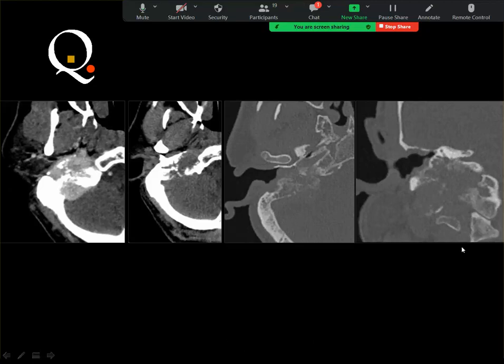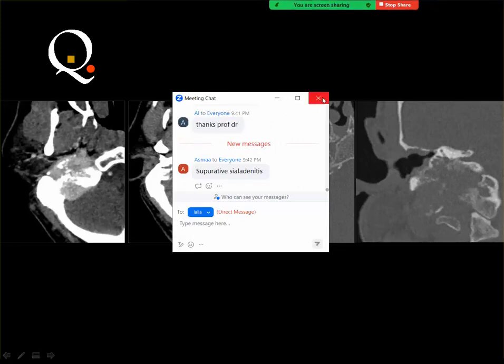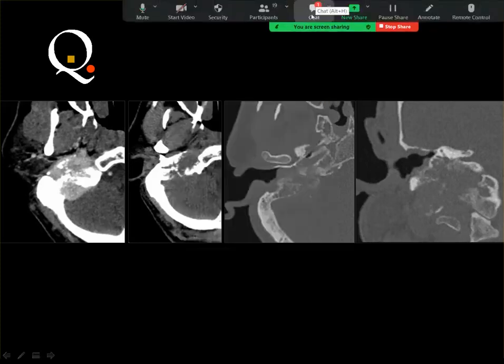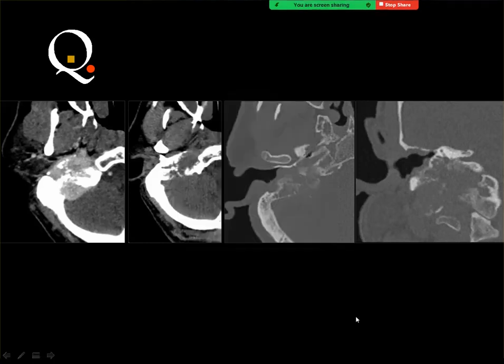The next case is a CT scan of the petrous bone, axial with contrast, and bone window axial, bone window coronal. The sialadenitis, yes, this is right. And this is glomus jugulare, yes.